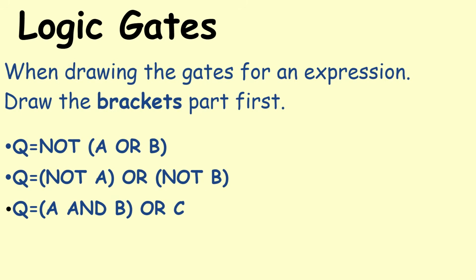So I've got 3 examples here. So the top one is not A or B. If we did the A or B bit in an OR gate first, then we can use a NOT gate to show that. And then the same with the second one, we've got not A or not B. So I would do a NOT gate with A, I'd do a NOT gate with B, and then I would have both of the outputs of those going into an OR gate. So do the bracket part first, and that will help you a lot.